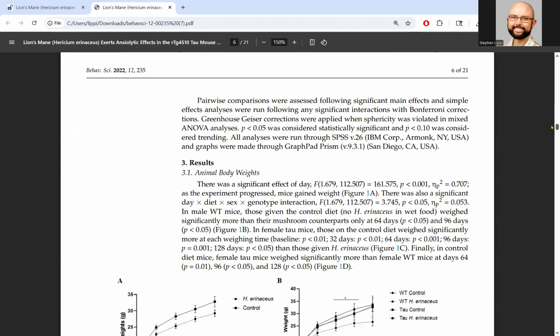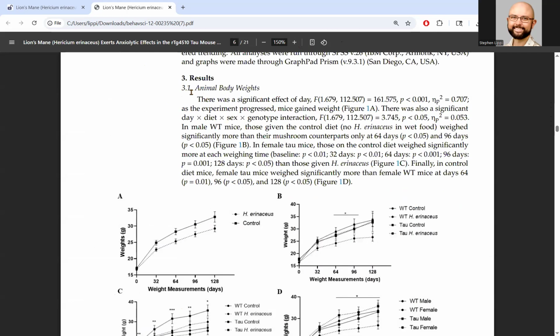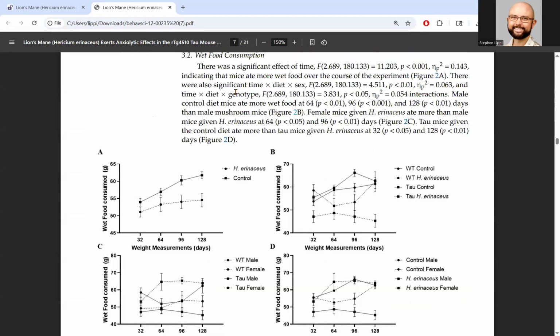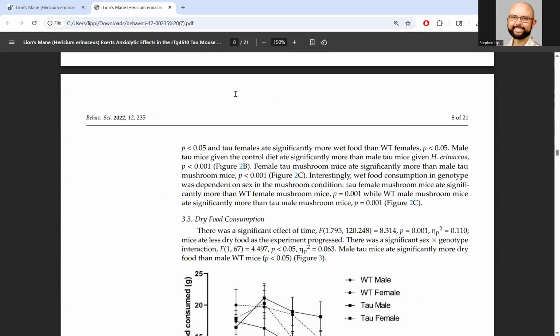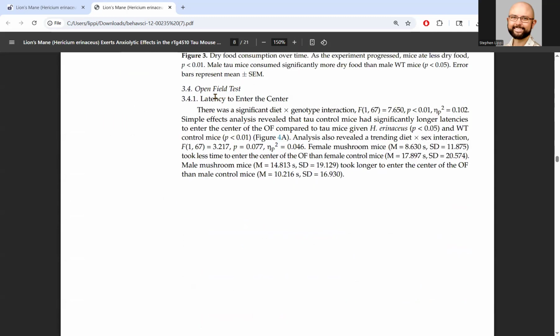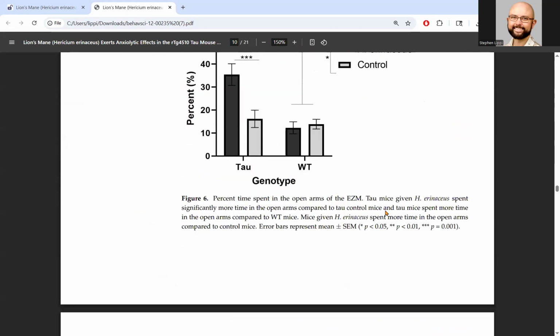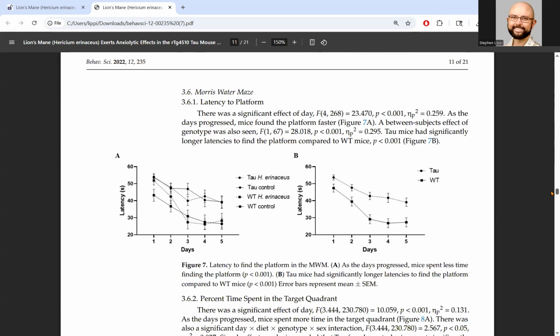We have our results. The results are going to be broken down based on which variables we're talking about: animal body weights, wet food consumption, dry food consumption, open field test variables, so on and so forth. And so as we're presenting our results, again, we're focusing on just stating what was found. We're not interpreting anything.